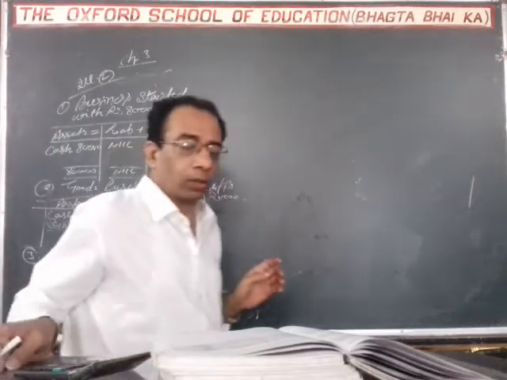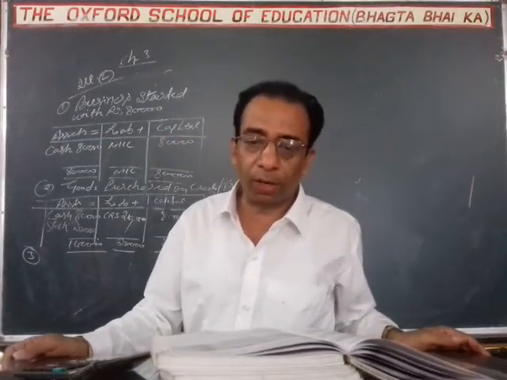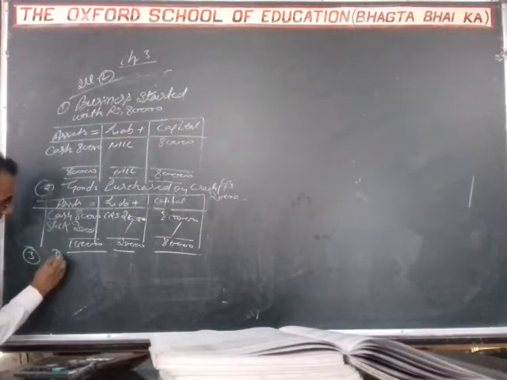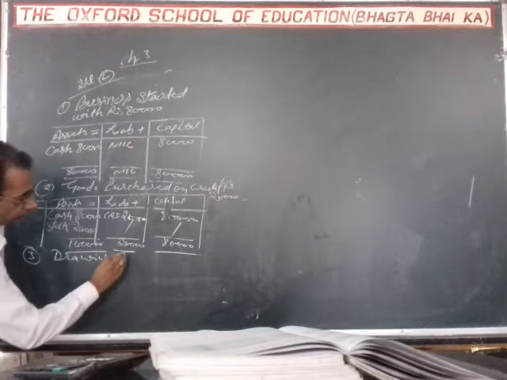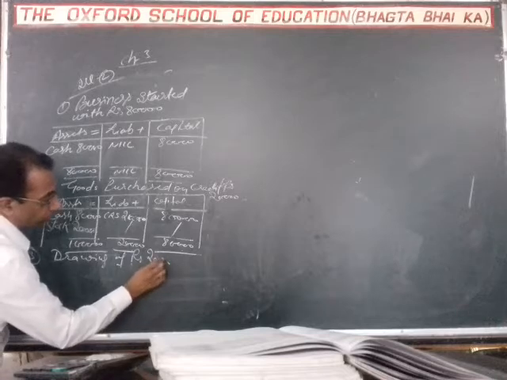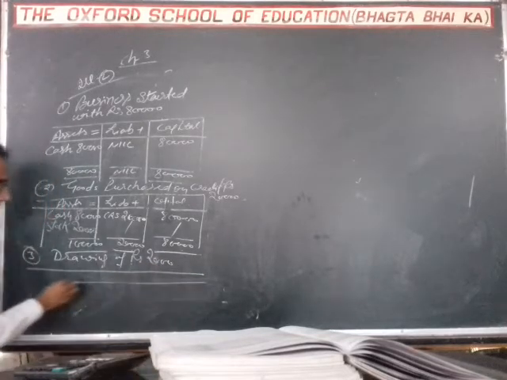Right? Student, the third transaction is withdrew cash for private use of rupee 2,000. That means drawing of rupee 2,000. Rupees 2,000 drawing. That means cash gone from the business, rupee 2,000.